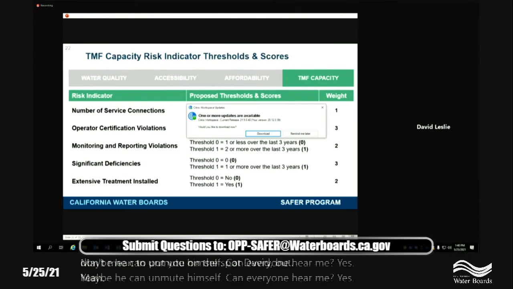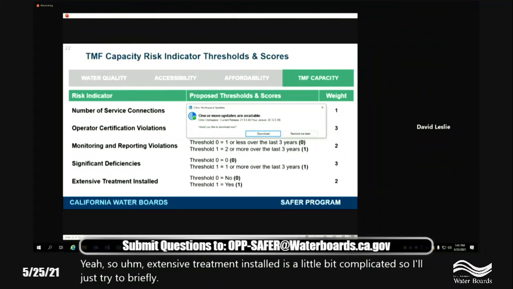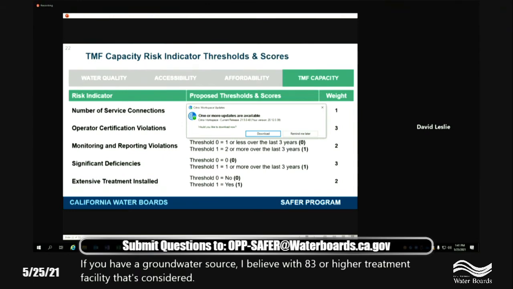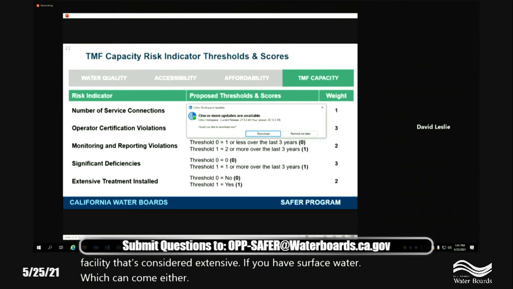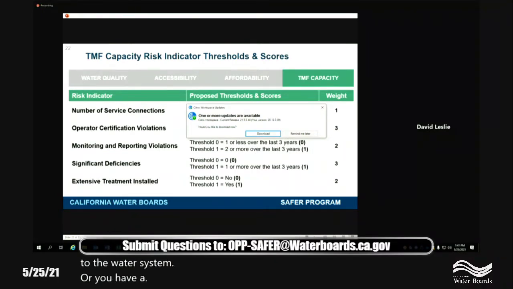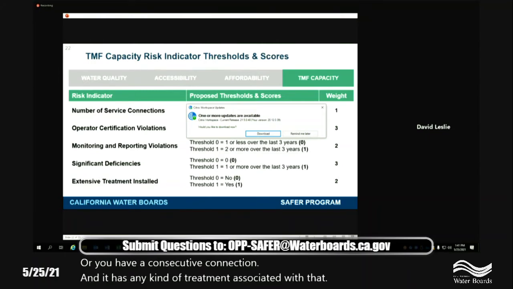Yeah, so extensive treatment installed is a little bit complicated, so I'll just try to briefly explain it. In general, if you have a groundwater source, I believe with a T3 or higher treatment facility, that's considered extensive. If you have surface water, which can come either from an intake that has raw surface water delivered to the water system, or you have a consecutive connection and it has any kind of treatment associated with that, it would also count as extensive treatment installed.